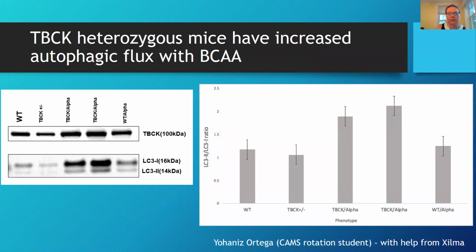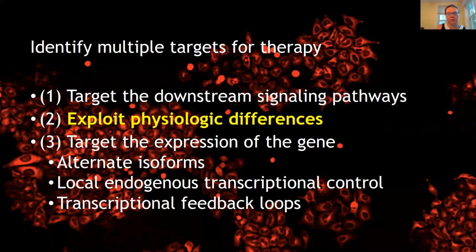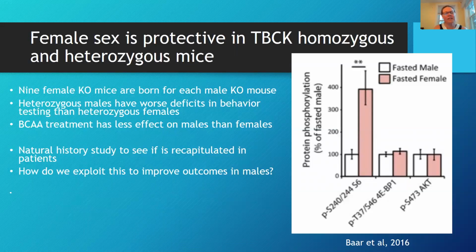So here's the autophagic flux data. I'm going to get through some of this so that we have time to talk about the other one. One of the things that we learned is that being female is protective in these mice, perhaps in the patients, but definitely in the mice. When we went back into the literature, it turns out that fasted females have strikingly higher levels of phospho-S6, a marker for mTOR function, at baseline.